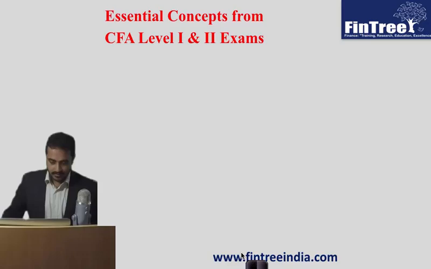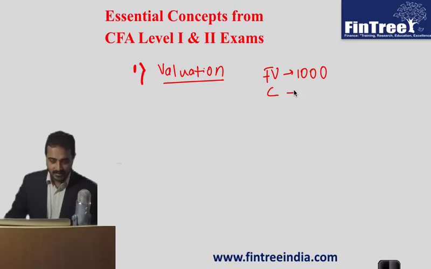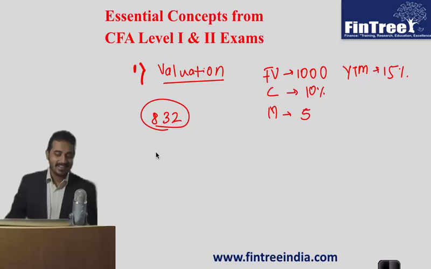Concept number one is valuation of an annual coupon bond. Face value 1000. I know you know this, but just to get ourselves started. Coupon rate 10%, maturity 5 years, YTM 15%. Can you please value this bond? How much? 832. Yeah, so your YTM is more, it is a discount bond.